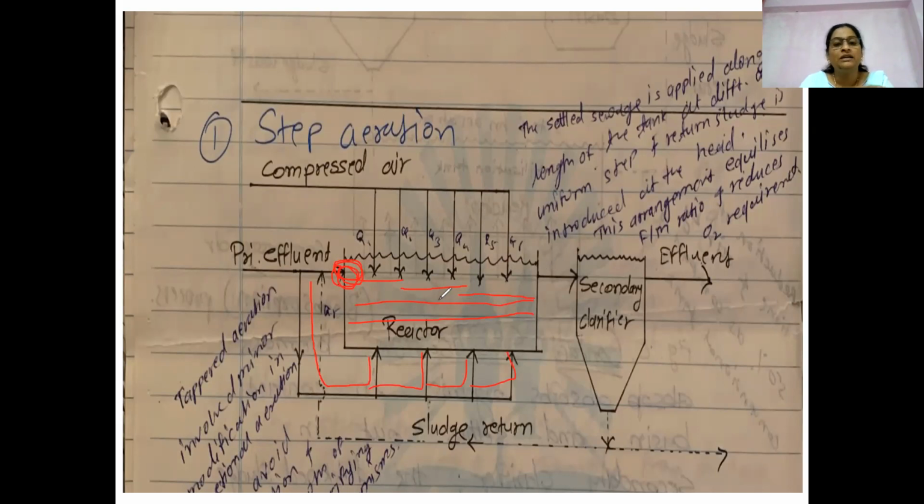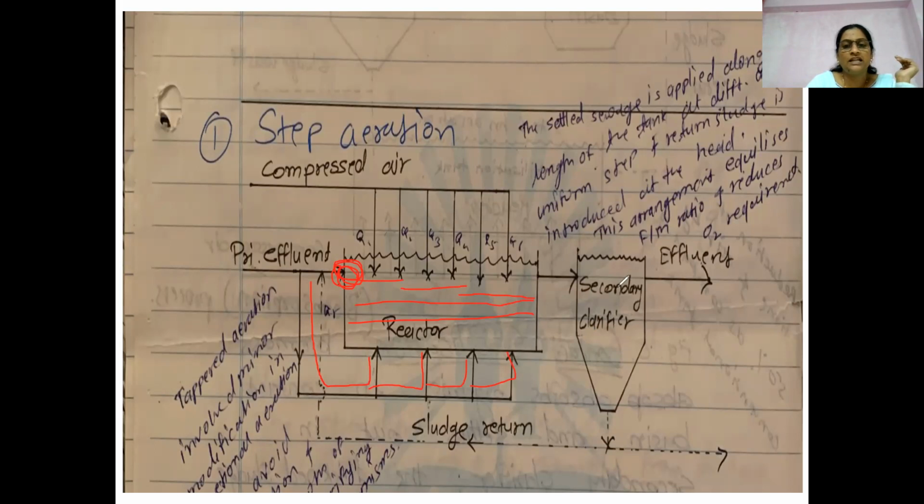Because of that, the time required for this entire process, known as the detention time or retention time, can be reduced to some extent. So this process variation affects positively, reducing the time and giving excellent results. And then the settled sludge can be recycled.